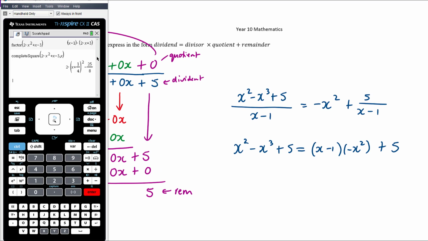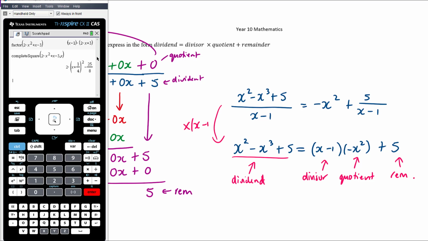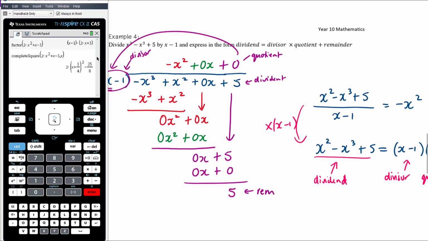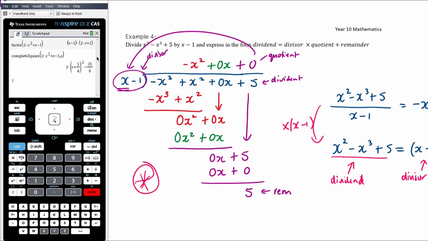And so what we have here is dividend equals divisor multiplied by quotient plus remainder. Okay. So all we're doing from this step to this step is multiplying everything by x minus 1. It gets rid of it from there, it gets rid of it from there, and we multiply that by x minus 1. Okay. Alright, I want you to stay focused on the process of division though, and then obviously secondary to that is the form that the question wants you to write the answer in.